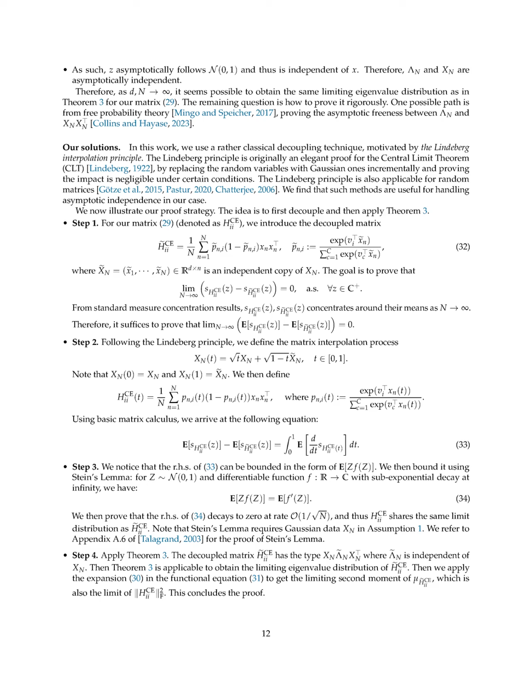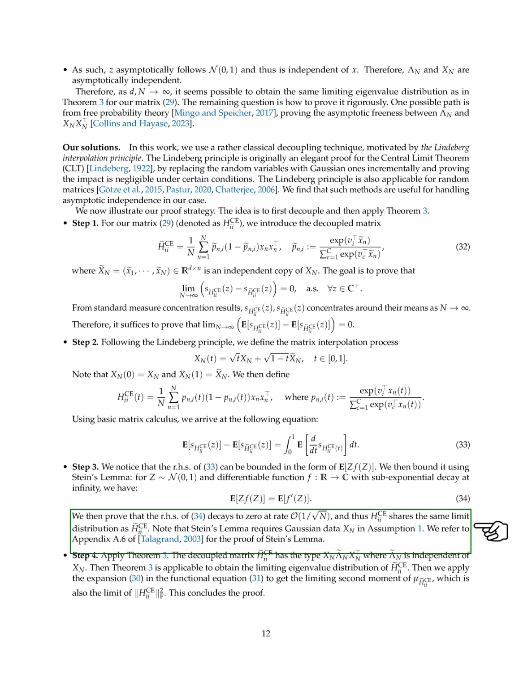Section Summary. In this section, we address the challenges in proving Theorem 1 by highlighting the limitations of classical random matrix theory due to dependencies in our matrices, and we propose a decoupling technique inspired by the Lindeberg principle to establish asymptotic independence and derive the limiting eigenvalue distribution. Our approach involves a systematic proof strategy that leverages measure concentration and Stein's lemma to achieve the desired results.